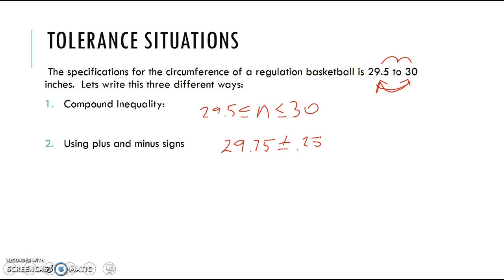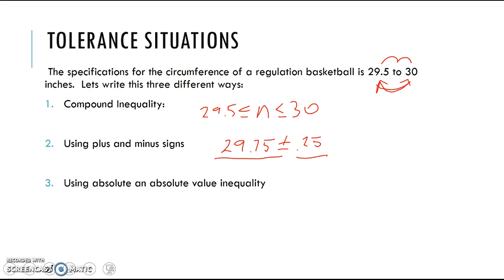So I could have phrased this question as this. The regulation circumference of a basketball is supposed to be 29.75 inches. But if you're off by 1/4 of an inch, then we're okay. Then we're all right. If we're off by more than 1/4 of an inch, then that's an unacceptable size basketball, and we'd have to throw those basketballs that we produced away and start over and create ones that are within the regulation size.